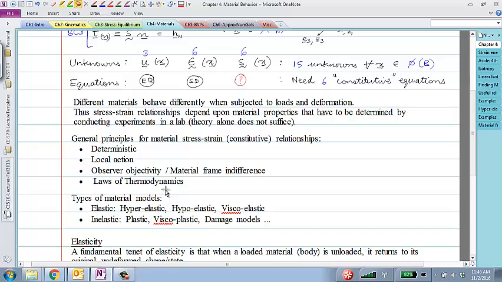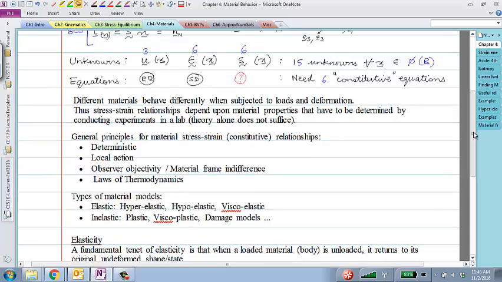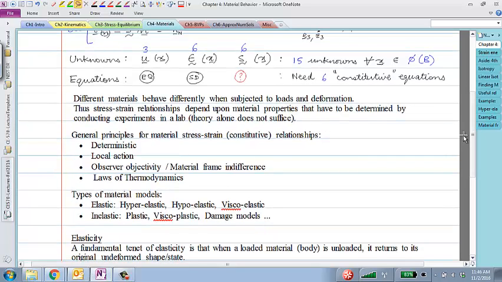So that's basically what the laws of thermodynamics say. And of course, I was telling you about the zeroth law, which says that 0 Kelvin is the minimum temperature that you can have in a body. So these are some general principles that any material model must satisfy.